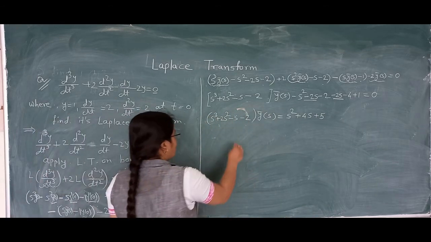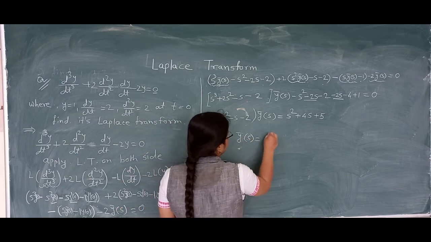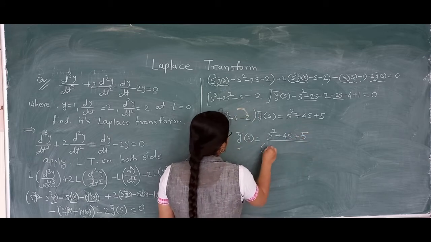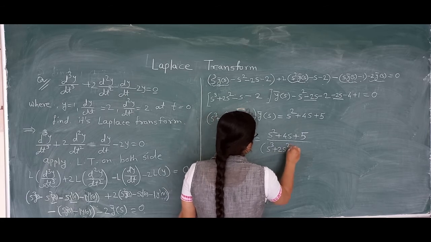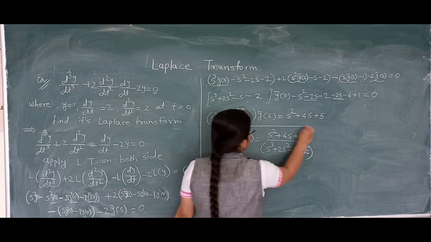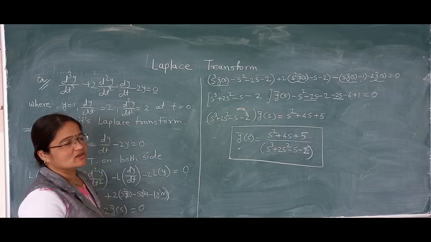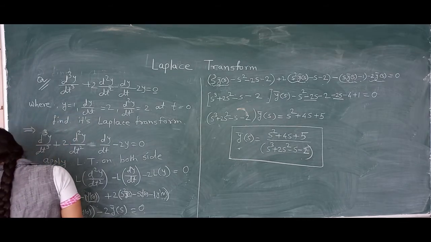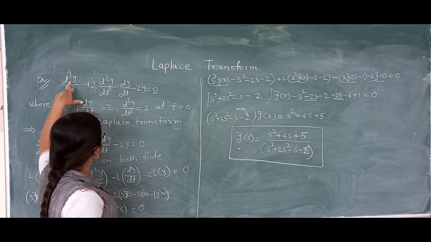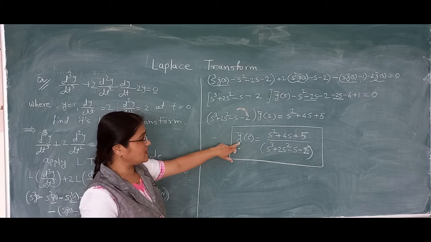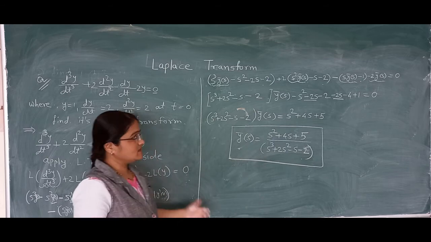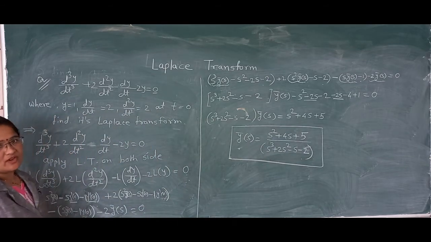Therefore, y bar of s is equal to s square plus 4s plus 5 upon s cube plus 2s square minus s minus 2, which is nothing but the value of y bar of s. At this point, your third order differential equation, its Laplace is an algebraic equation. And this is the beauty of the Laplace transform.